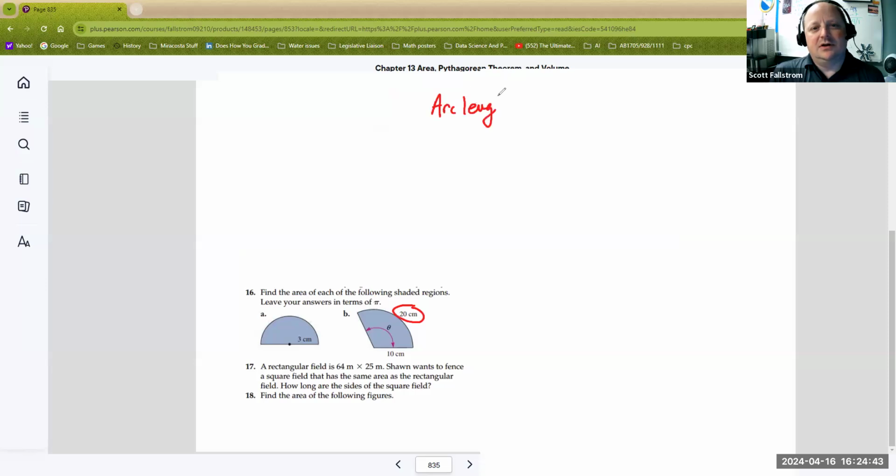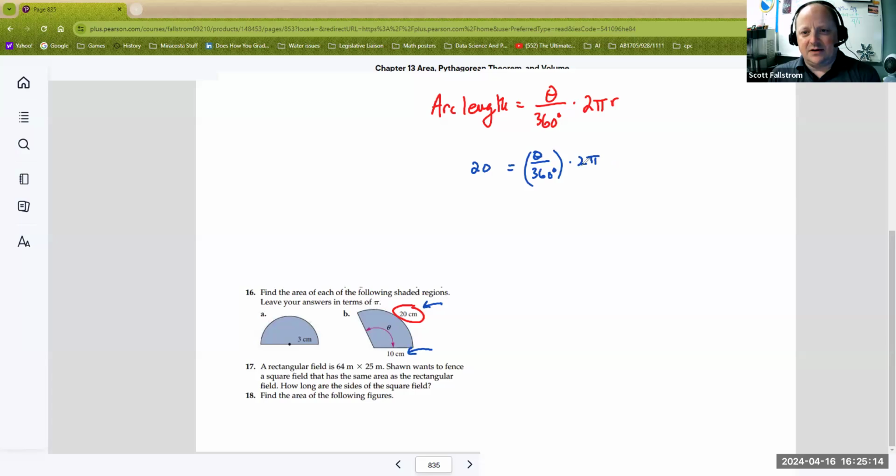So arc length is an angle over 360 because it's a fraction of the circumference, 2 pi r. And now let's put in what we know. We know the arc length and we know the radius. So the arc length is 20. I don't know the angle, times 2 pi r. Actually, r, I know what r is. R is 10. So I'll just put 10 in there.